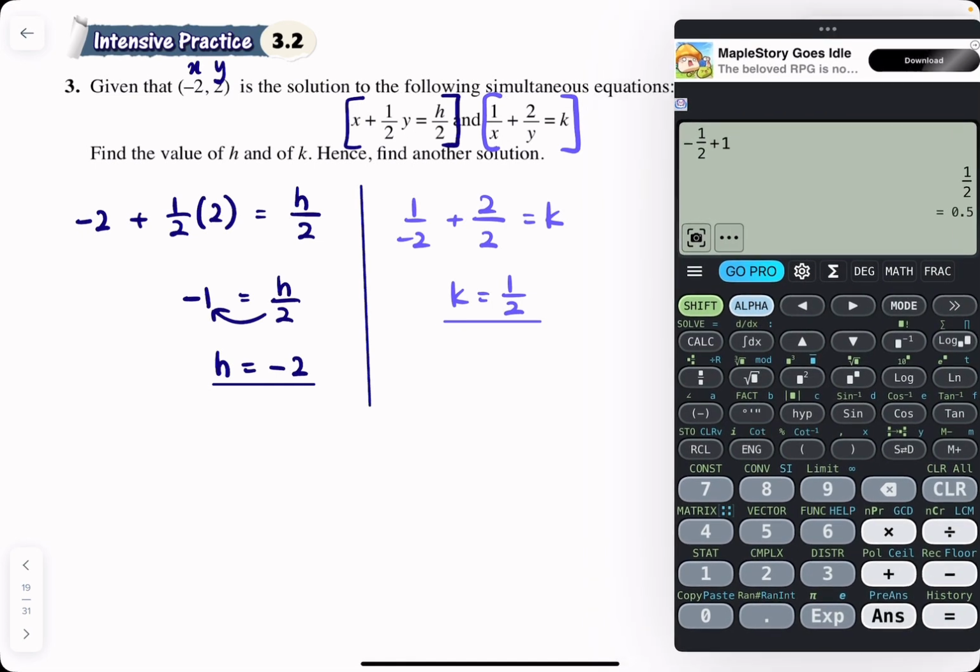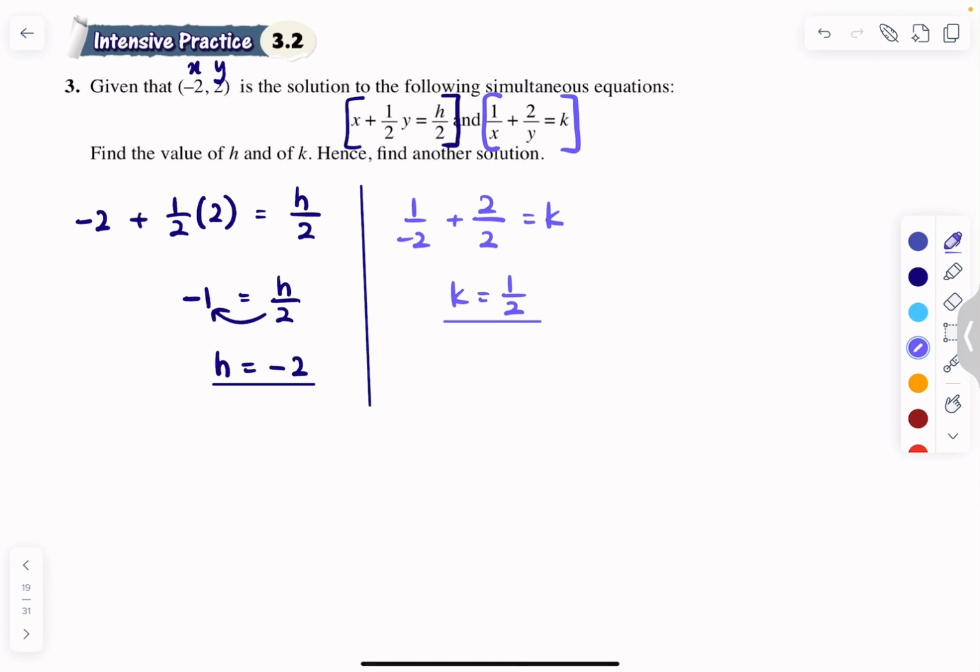Right. So now that we have h and k, we can find another solution. What they mean by another solution is, this is one of the solutions, and we need to find another solution. So we have to do it simultaneously. I just write here k is 1 over 2 and our h is negative 2. So negative 2 here. Now we just erase this.